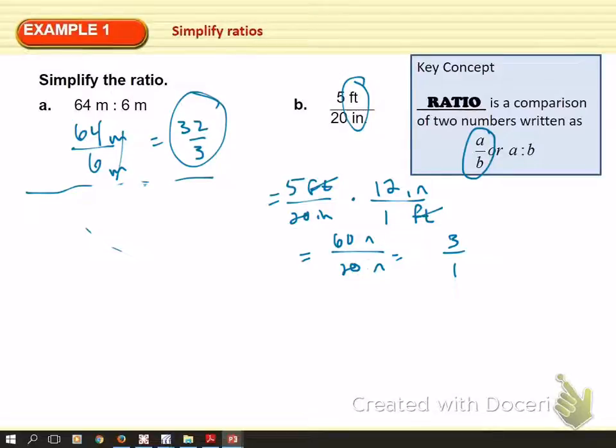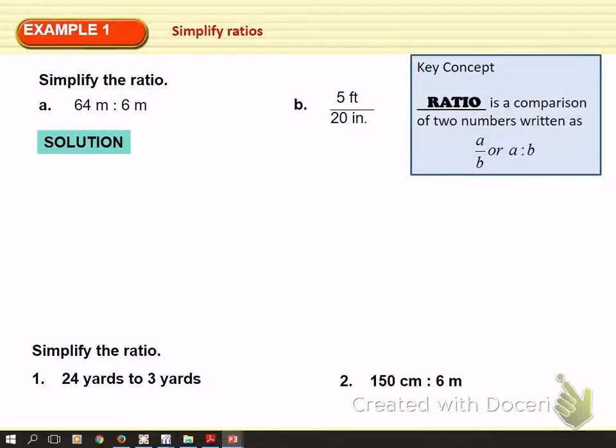Okay? All right. Here's a couple more for you to try. Simplify those down. Stop the video. You can check your work once you start it back up.